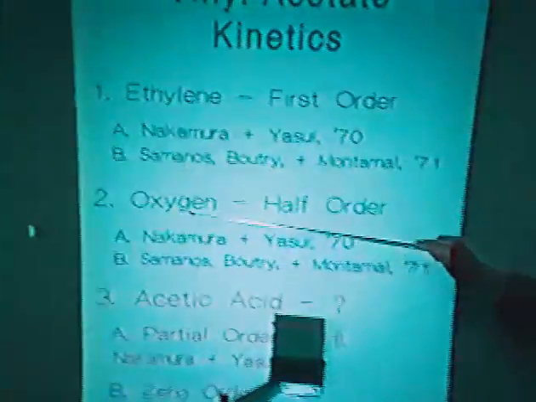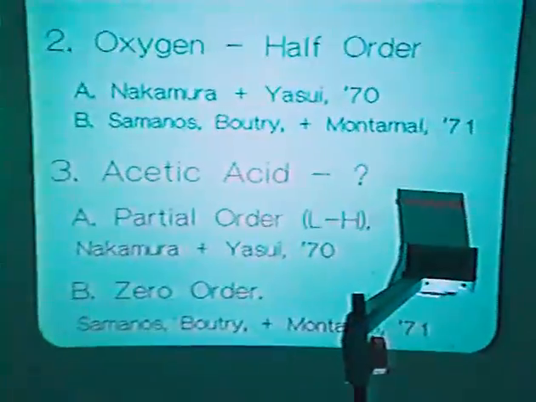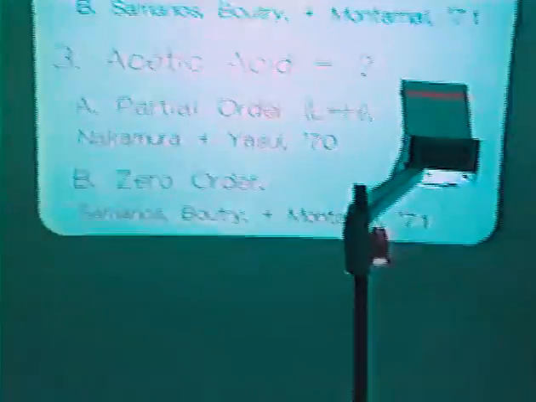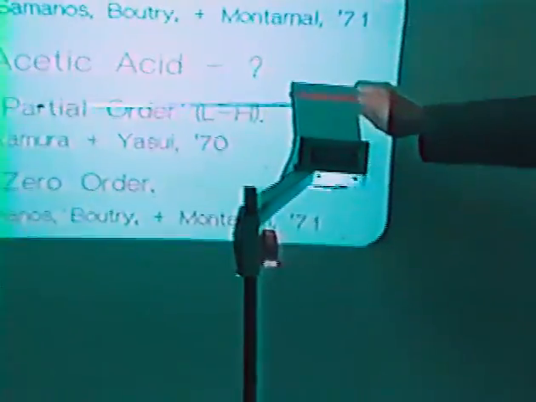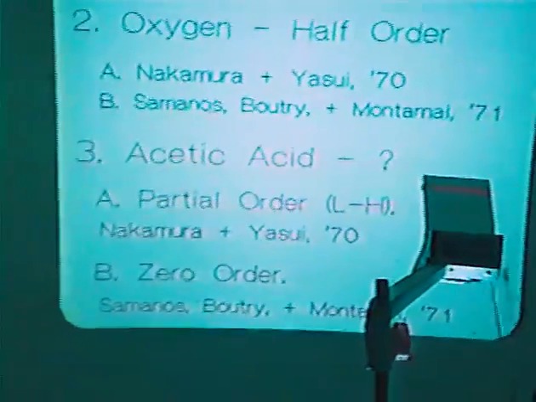Basically, they've seen that ethylene was first order. They have both seen that oxygen is half order, but it's interesting that they see similar results with acetic acid. One interprets it as being a partial order reaction, following some type of Langmuir-Hinshelwood dependence, while the other interprets that as being zero order. So that's what we're focusing on right now: what is acetic acid doing in this reaction? Why, if we see similar results, do we have different interpretations?